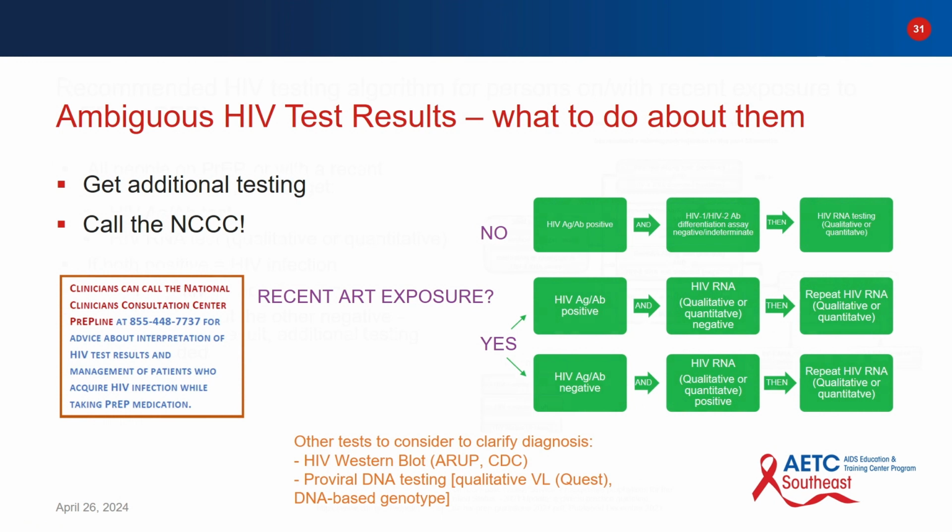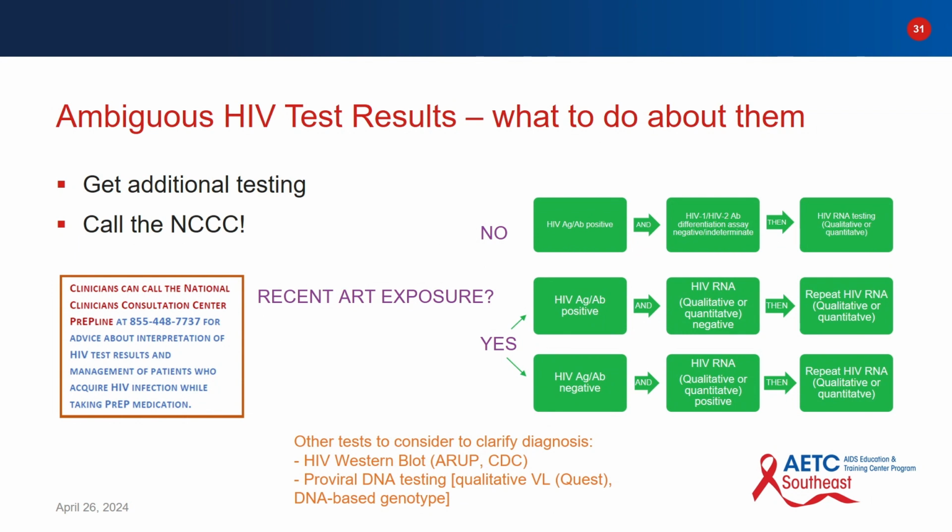Some of the other tests that we often recommend include the HIV Western blot. That used to be part of the standard HIV testing algorithm. Alice is nodding her head. I remember those days as well. It's much harder to find labs that do Western blot testing nowadays. The one commercial lab that I'm aware of that does it is ARUP, but you have to have an ARUP facility in your area to be able to get it. The CDC will also do it if you ask their permission.